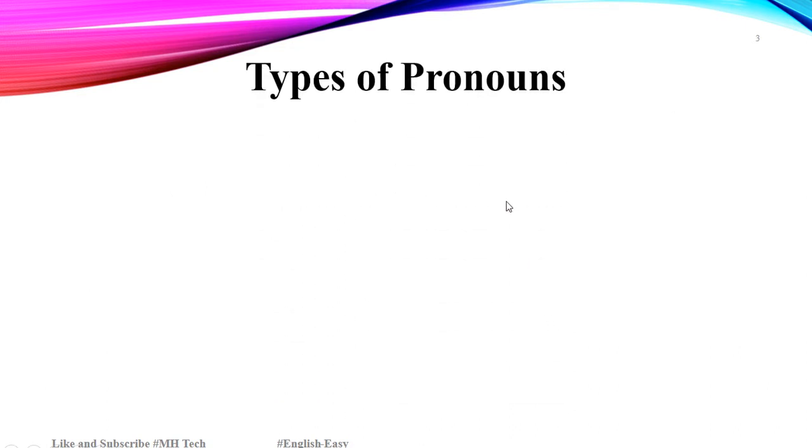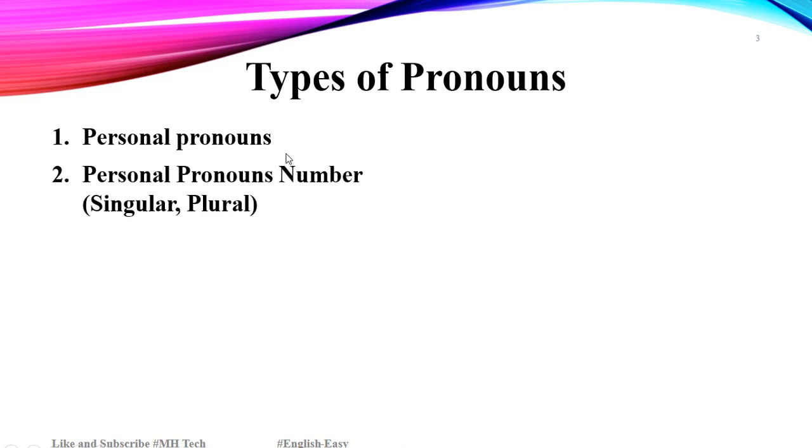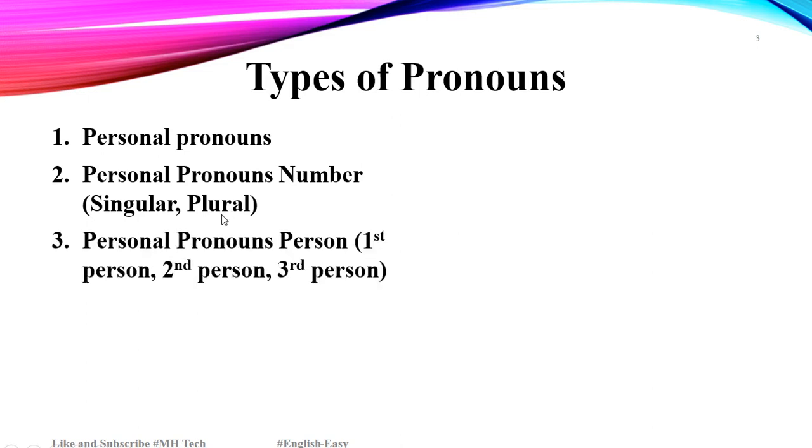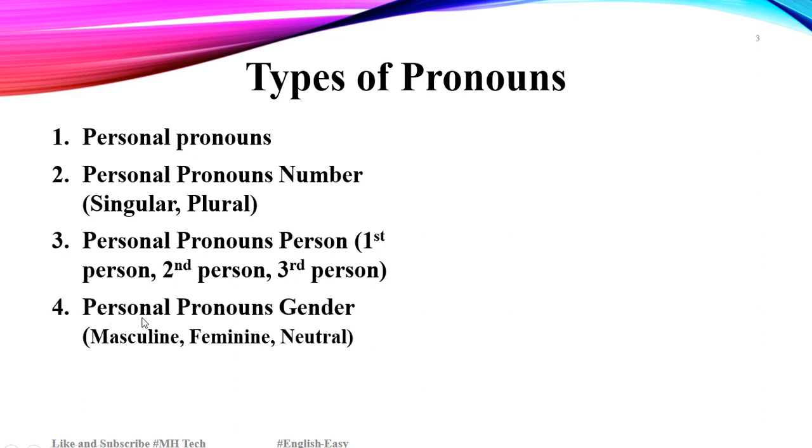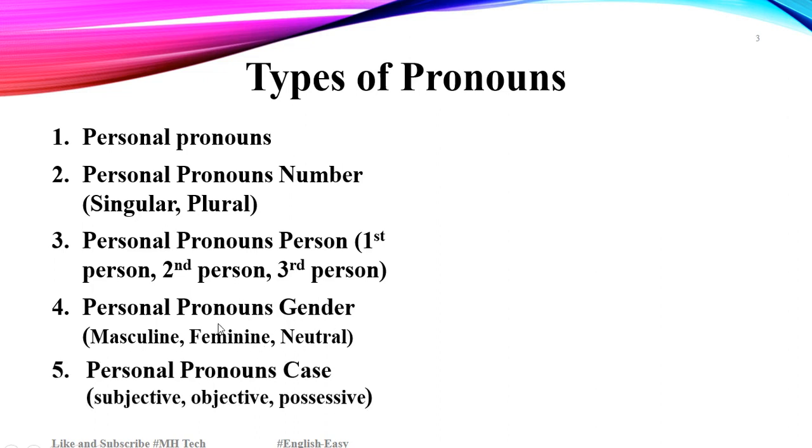So we have many types of pronoun in English. I will tell you about 13 listed here. The first one is personal pronoun. The second is personal pronoun number, which is singular and plural form. And the third one is personal pronoun person: first person, second person, and third person. We have personal pronoun gender: masculine, feminine, and neutral. These three categories are in gender here.